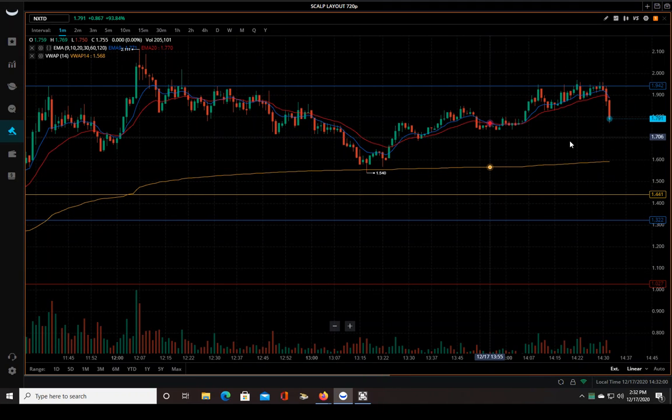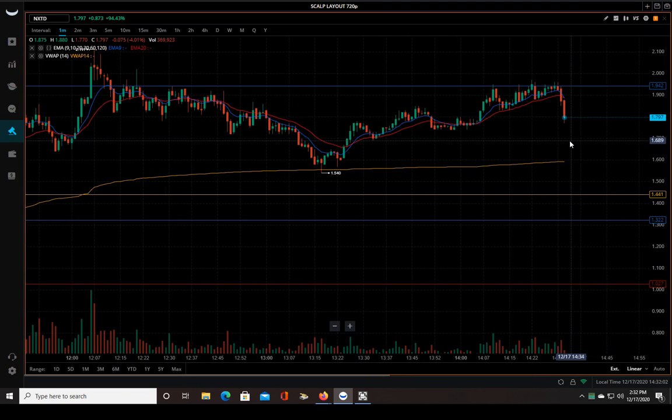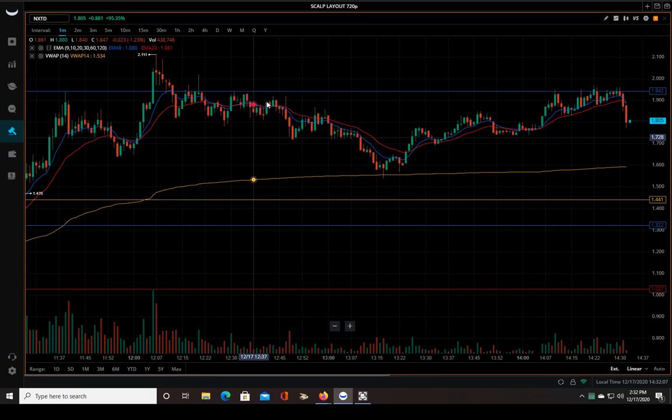So hopefully this helped clear up some things about resistance and support and how you can use them. And if you're new to it, you might want to really go through and mark out all the lines as you're trading, but after a while I don't think it's necessary. You can kind of just see them on the chart based on the candles.